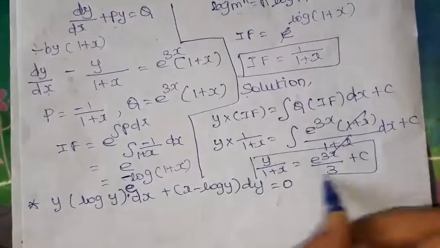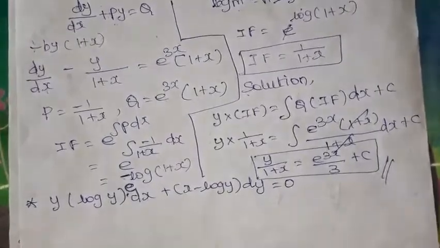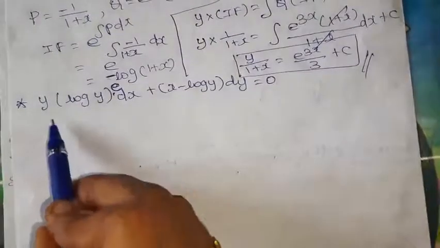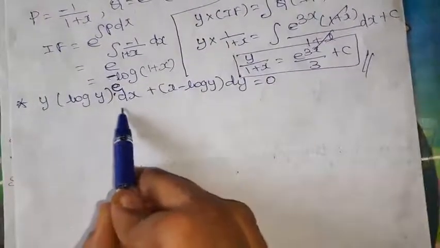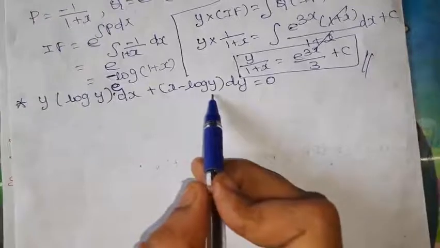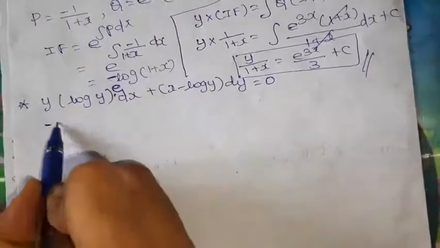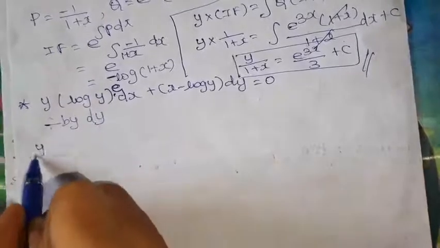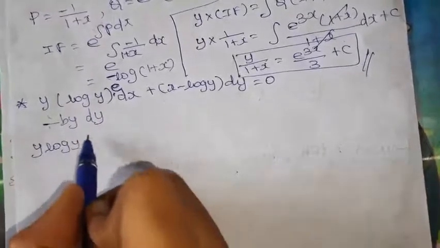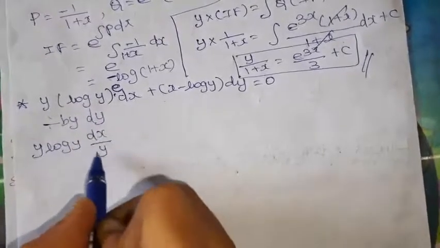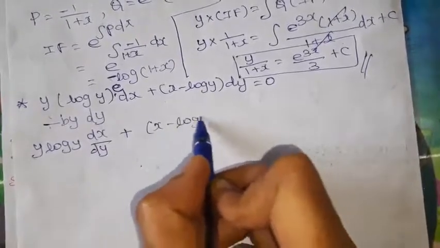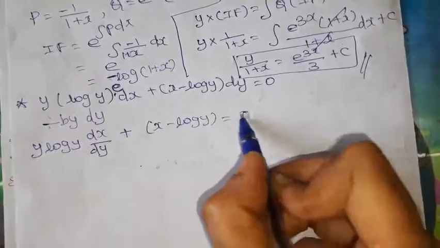So, this is the solution for this problem. Okay, then we will solve a few problems under this type. What is given? y log y dx plus (x minus log y) dy. Divided by dy, what we will get? y log y dx/dy plus (x minus log y) equal to 0.